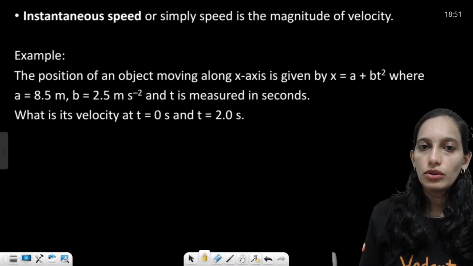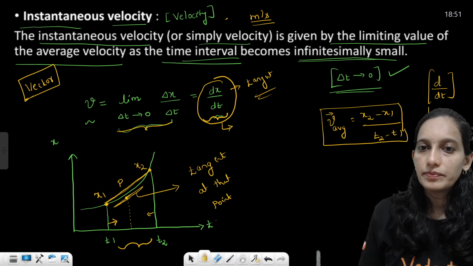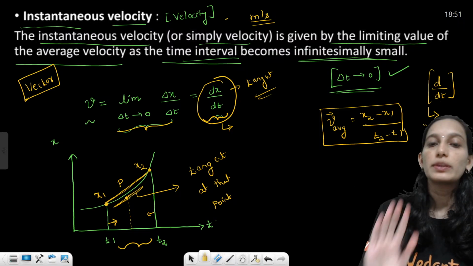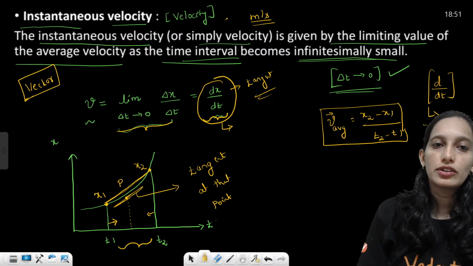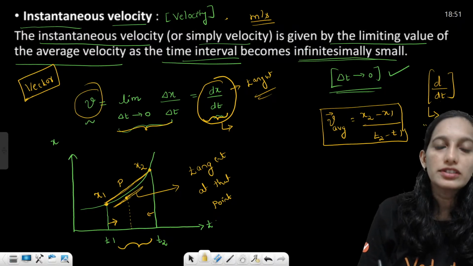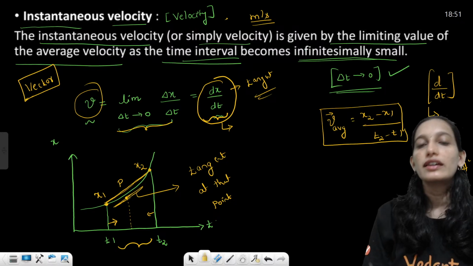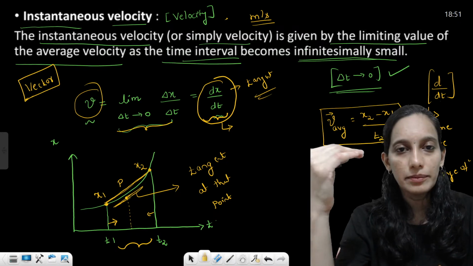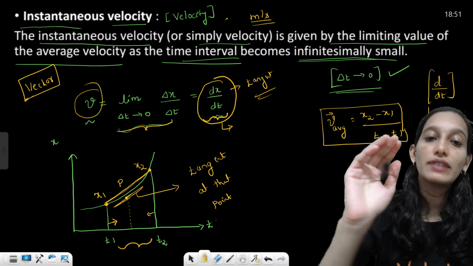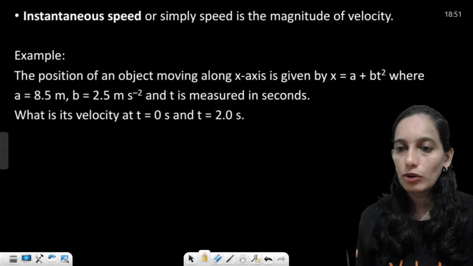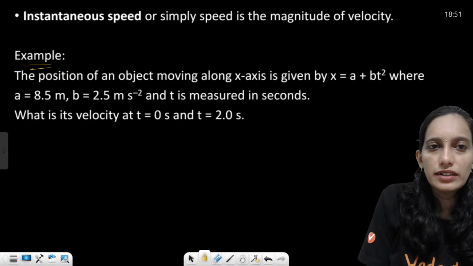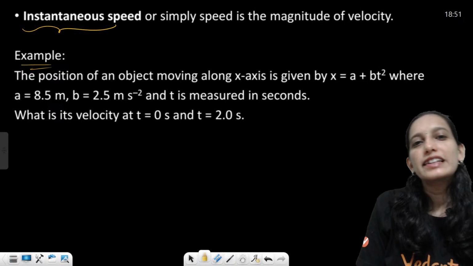So as I said, dx by dt is the rate of change of position of the particle at that time. If I want the instantaneous velocity, and I know the position of the particle and how it is changing with time, then I can just get the velocity. For that, one simple problem will be taken up. Before that, there is one more definition, that is instantaneous speed.